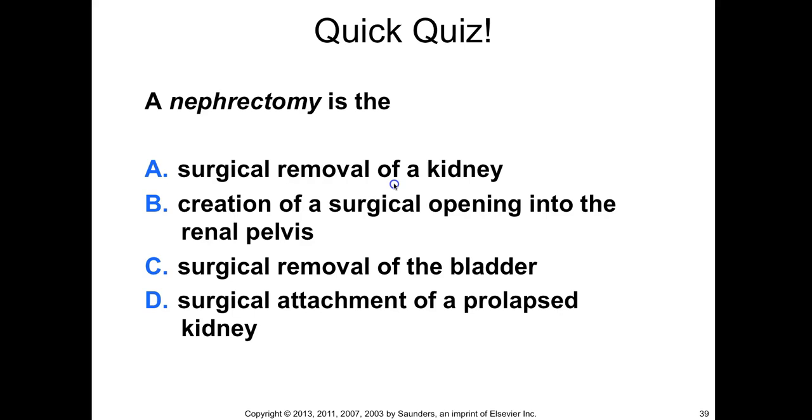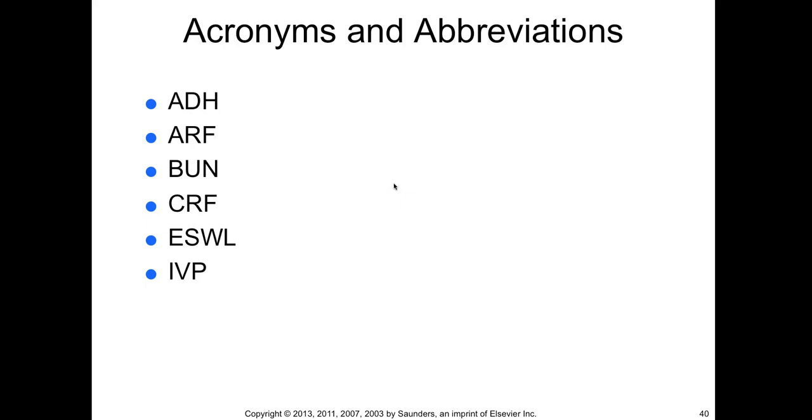So next we have some acronyms and abbreviations. ADH stands for antidiuretic hormone. And this, when secreted from our posterior pituitary gland, helps us to reabsorb water into our blood. You already know ARF, that stands for acute renal failure. We already talked about the BUN test as well, that stands for blood, urea, and nitrogen. CRF, we discussed as well, that was for chronic renal failure.